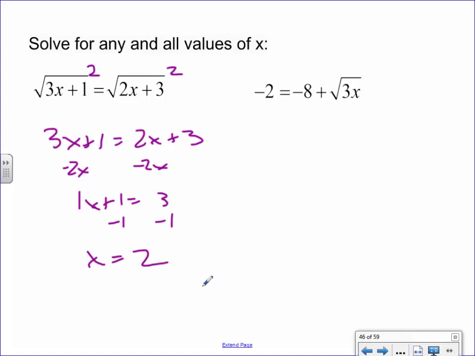Not so bad. But you guys probably know how I teach. I always build our way up, right? This was the opportune moment to square both sides. Let's try the next example. I want to show you what some kids do incorrectly. They think, well, here, I'm just going to start squaring everything.